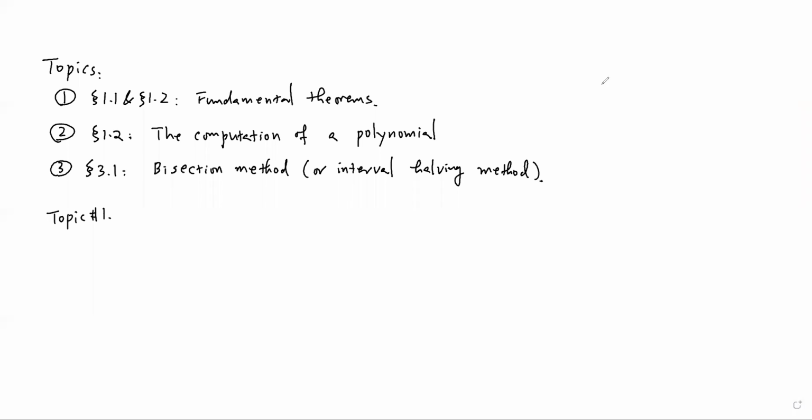Okay. Today we study these three topics. Let me finish this topic from the last class, fundamental theorems that we often use, and then compute a polynomial from section 1.2. I skip chapter 2 and jump to 3.1. Bisection method for the solution of a nonlinear equation. Okay, now topic 1.